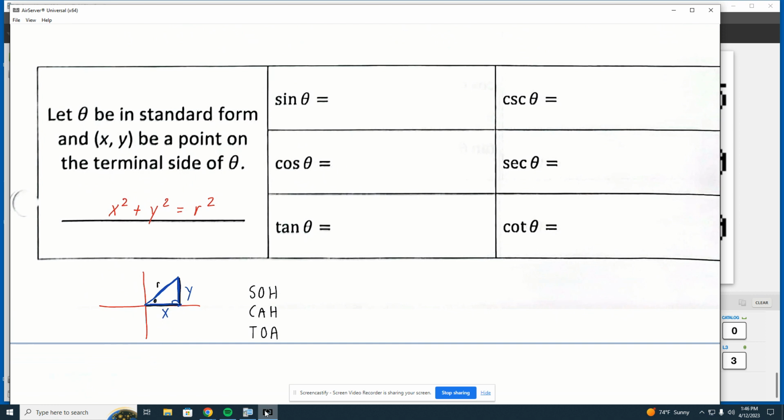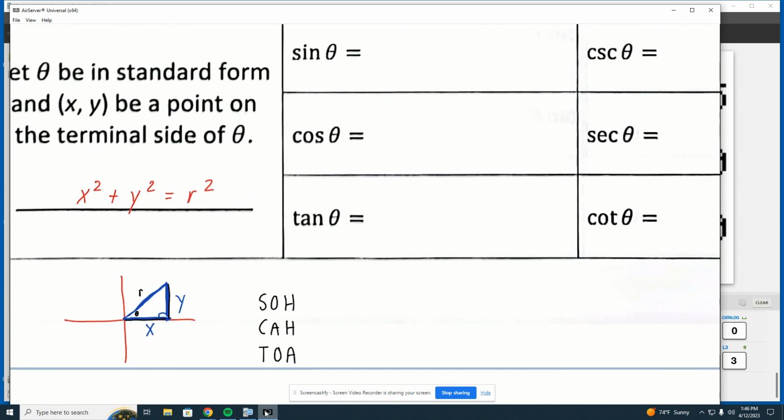Remember, this is always the trig functions, and since x stands as my adjacent leg, every time I think about x, it's going to go in A's position. And then, of course, y is my opposite leg. So every time I see y, it's going to go in O's position. And r is your hypotenuse, so that will always go in H's position. So sine is always y over r.